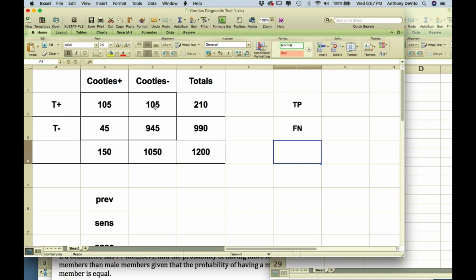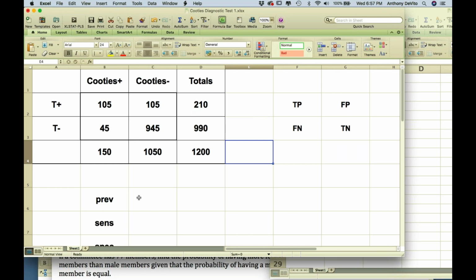And then going over to the second column, people that don't have cooties. Well, they tested positive. So these people don't have the disease, but they tested positive anyway. Those are false positives, right? Positive tests, but don't have the disease. And these people on the bottom here are true negatives. They don't have the disease and they tested negative. The test worked correctly.